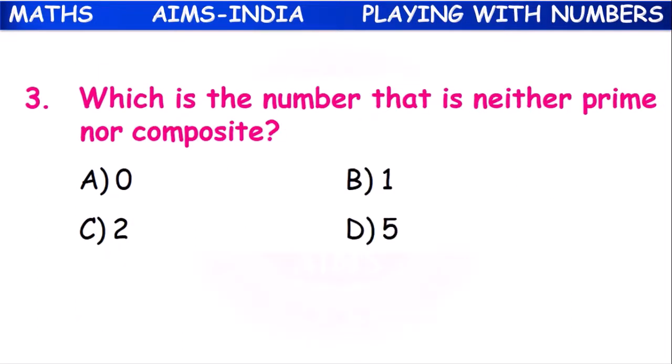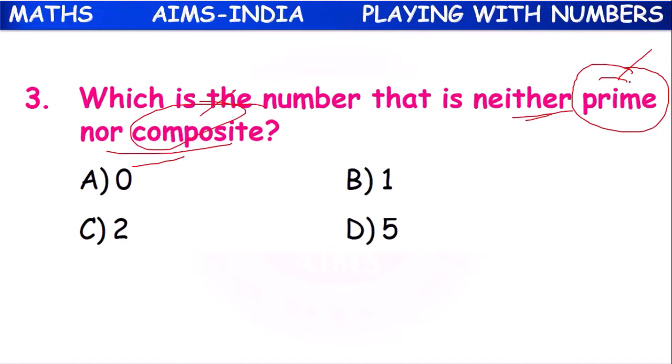Next, third question. Which is the number that is neither prime nor composite? Means we have a number which does not belong to the prime number set or the composite number set. The answer is 1. B option, 1 is neither prime nor composite.